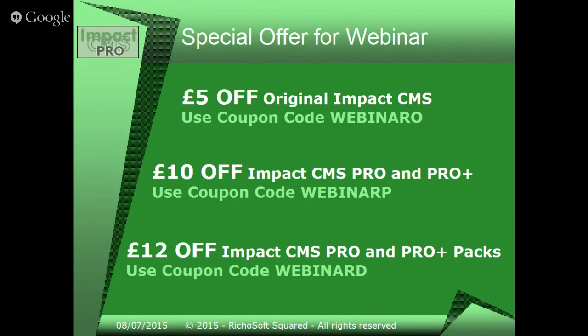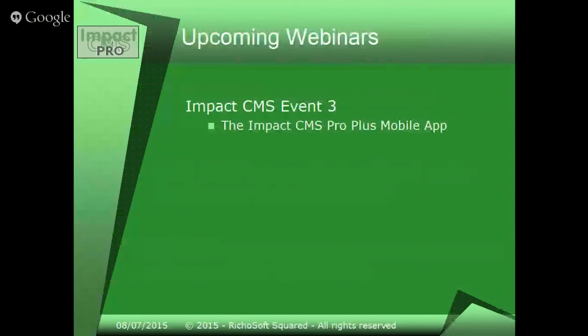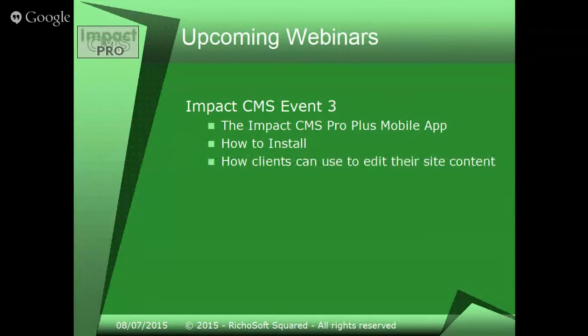Okay, so then you can find out all details of all the items available for Impact CMS in the Microsoft Store, and coming up shortly will be CMS Event 3, where we're going to look at the Pro Plus mobile app, how to install it, and it's very simple, and how clients can use it to edit their site content. Again, it has to be simple for clients to use, and the date and time of that will be advised.